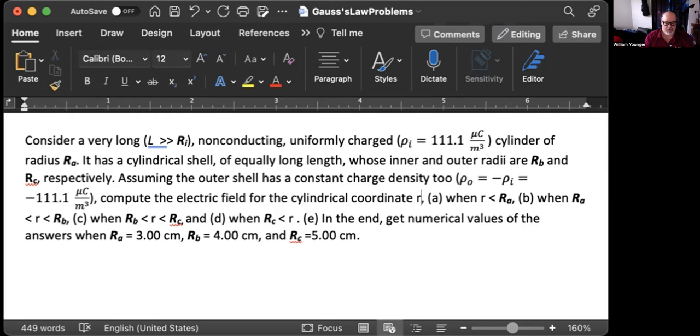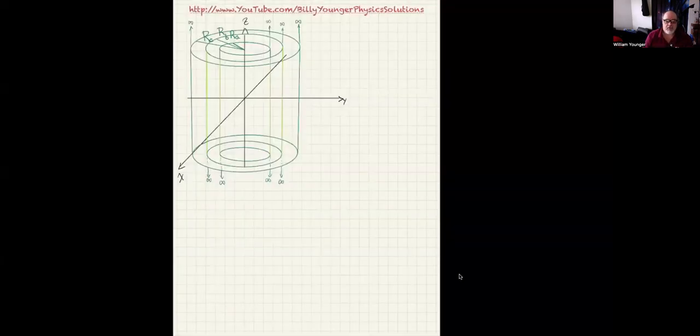So let me stop sharing that screen and start sharing my iPad screen. So now I'm going to share my iPad screen. And there it is. You can see I've already taken the time to draw it.